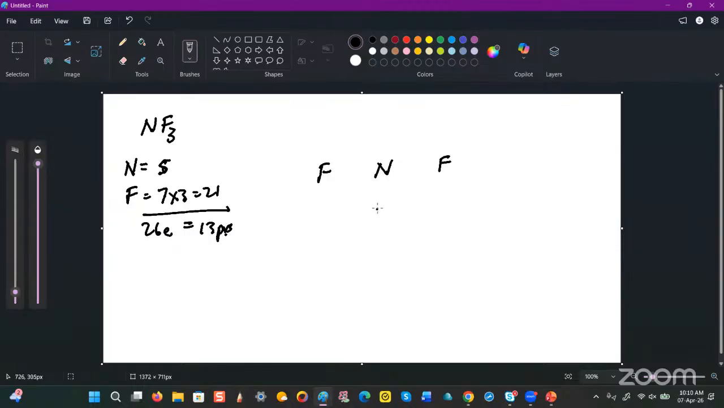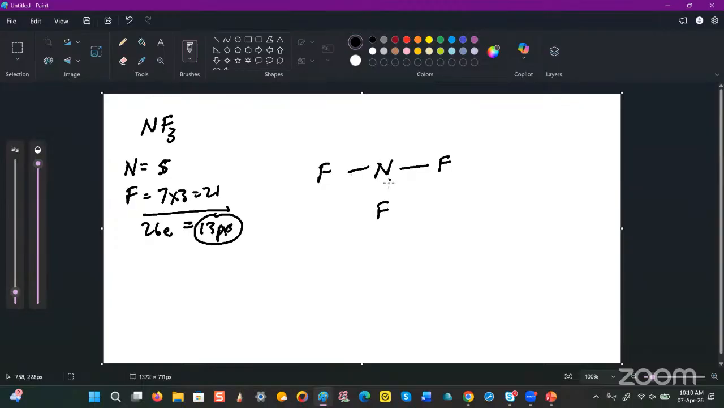And as I said before, we are not concerned about the shape, so it's not really important how you surround the nitrogen with the fluorine, right? Now, please note, we have worked out that we have 13 pairs of electrons to assign, right? So the next step is that we put the bonding pairs first.